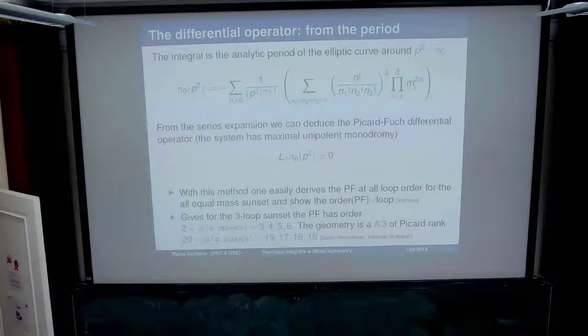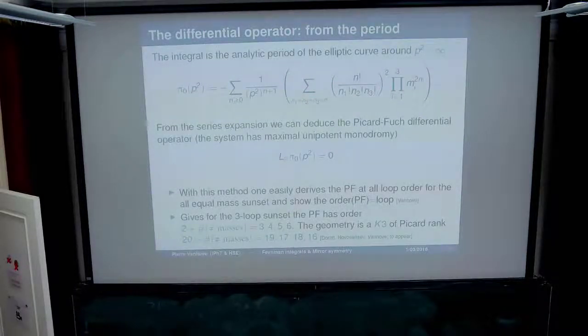I will comment later on why this is a K3, but actually the geometry defined by the graph polynomial at three loops is a K3 surface. So that means the Picard rank is changing when I change the internal masses. This is why I said it's extremely important to understand what happens when you vary the mass. It goes from Picard rank 19, which is the case that we found, the elliptic trilogarithm with Matt and Spencer, up to rank 16 when all the masses are different.